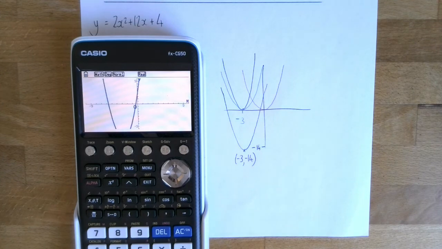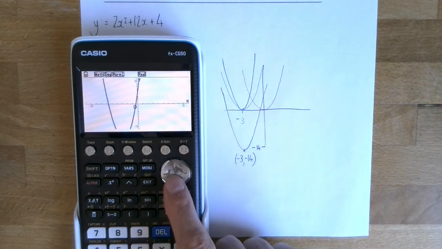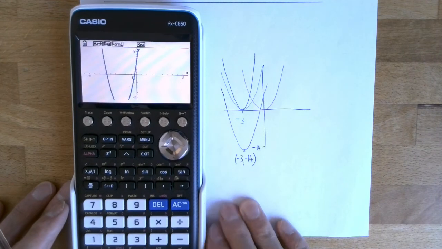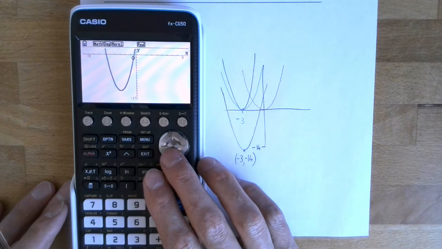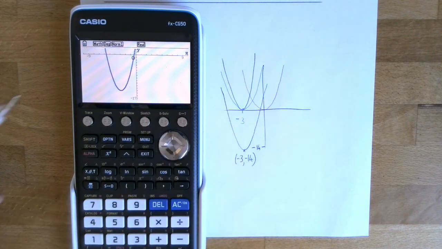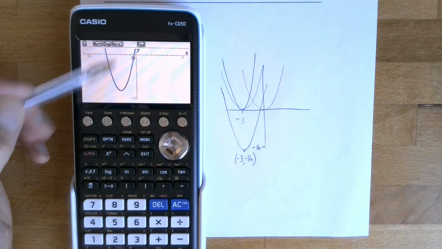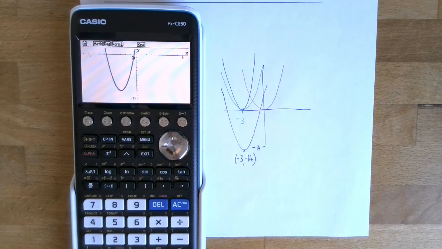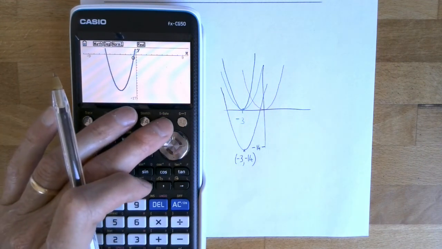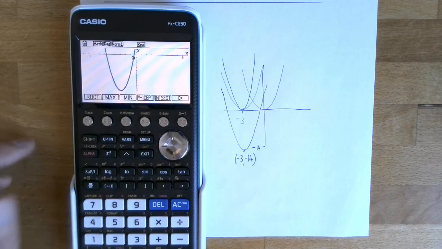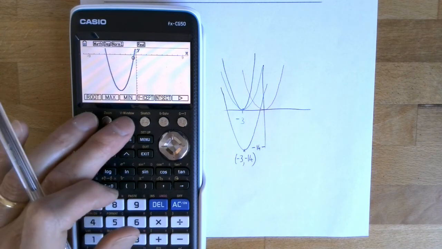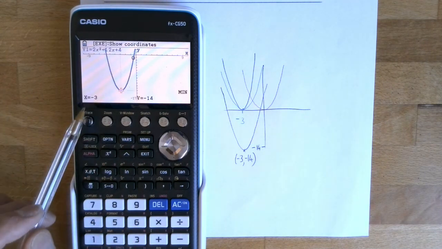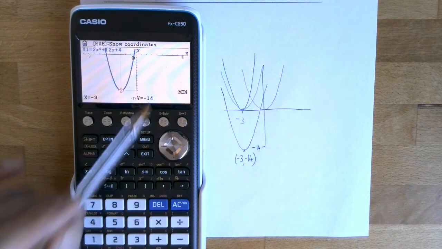I still, however, can't see the turning point, so I can use two buttons. I can either use the plus and minus button to zoom in and out, or I can just use the cursor to scroll down, and that allows me to locate the turning point there. When it looks like I've got it right, it looks like -3, -14, but let's double check by using my favourite button on the whole calculator. That's the G-Solve button. And I want to find the minimum of this graph. So I press minimum and it confirms that it's -3, -14.